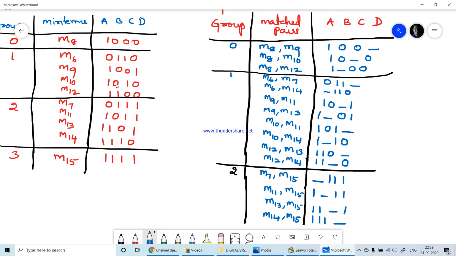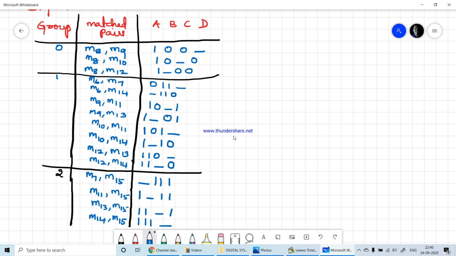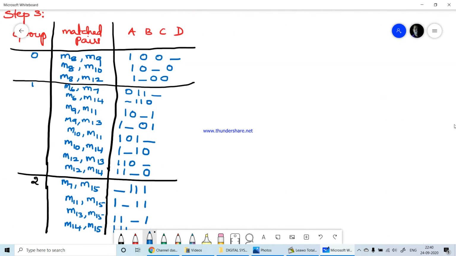Now you need to tick all those minterms which have been used for matching. M8 was used, so tick it. M6 is used, M9 is used, M10 is used, M12 is used, M7 is used, M11 is used, 13 is used, 14 is used, 15 is used. So you don't have any essential prime implicants in the first table. Now go to the next step, which is step 4.